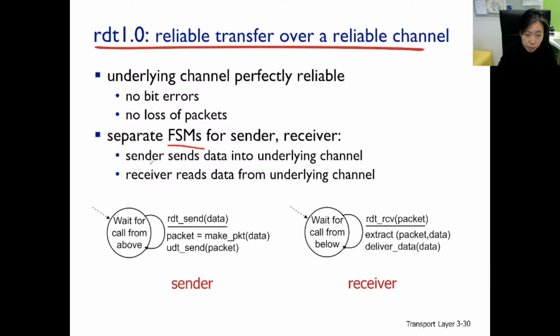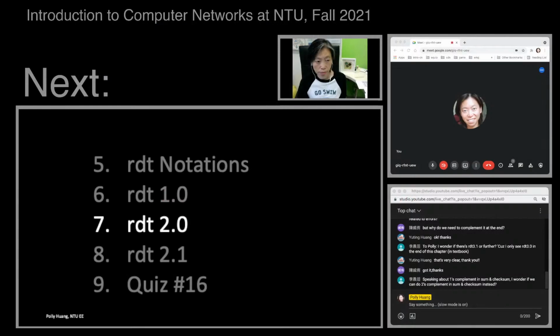All right. The sender sends data into the underlying channel, here. The receiver receives data from the underlying channel, here. So that was 1.0, very trivial, as I said.